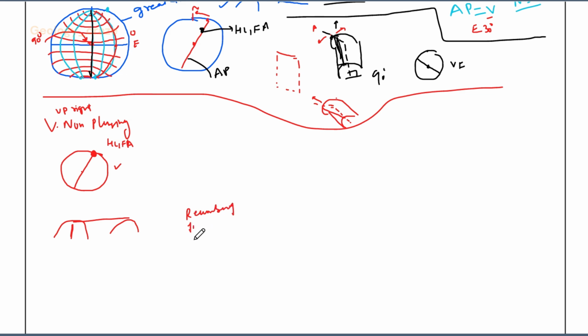In a recumbent fold, our limbs and axial plane are getting horizontal. So in the stereonet, how will we plot? Both are horizontal, so both have 0 degree angle. So our great circle will represent both things. This great circle itself represents the axial plane, and this great circle itself represents our hinge line or fold axis also.